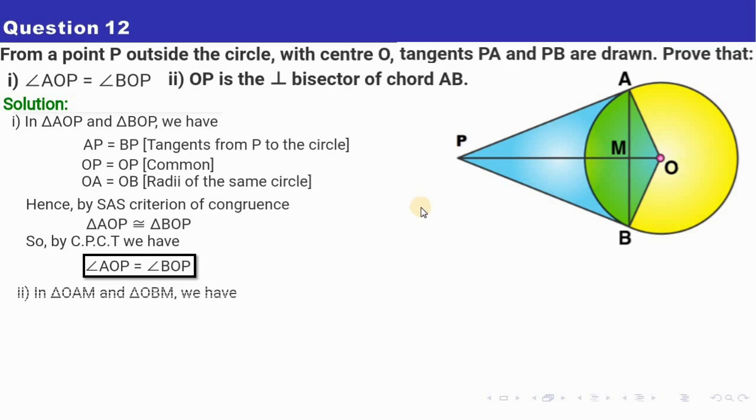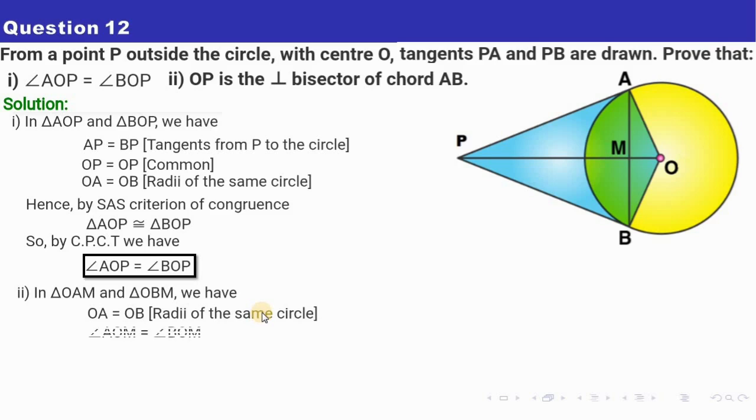So let us begin. Let us have a look at OAM, which means this triangle, and OBM, which means this triangle. Let us show that these two triangles are congruent. Again OA is equal to OB, right? They are equal because they are radii of the circle.